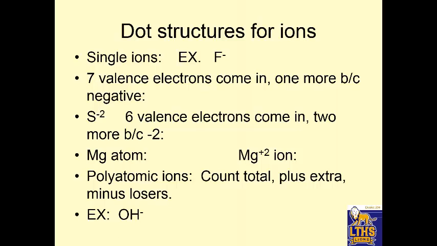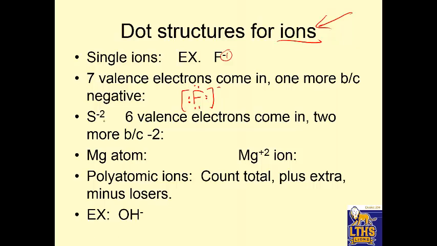So dot structures for ions. Charge. There's 2 kinds of charge. You can have extra electrons. That's a negative charge. Or you could have not enough electrons. That's positive charge. So a single ion, this is an F -1. Fluorine brings in 7 of its own electrons, 1, 2, 3, 4, 5, 6, 7. But an F -1 has an extra electron, and so we put brackets and put the charge on the outside.